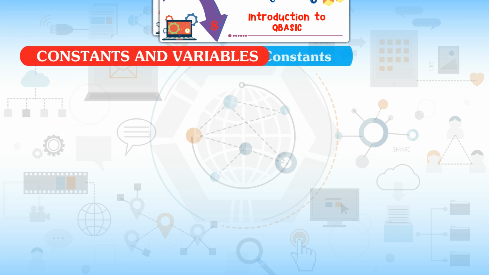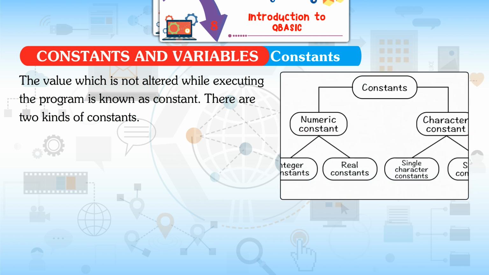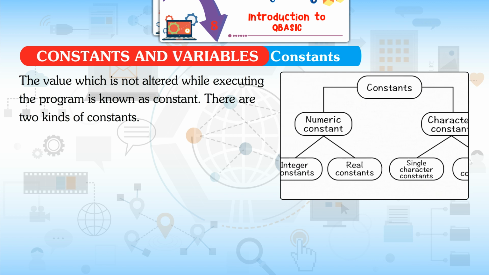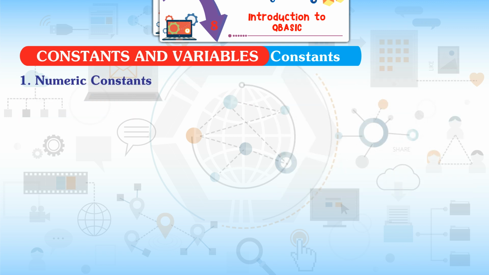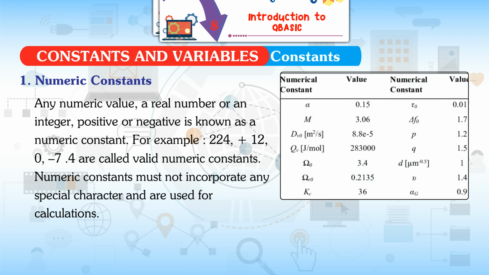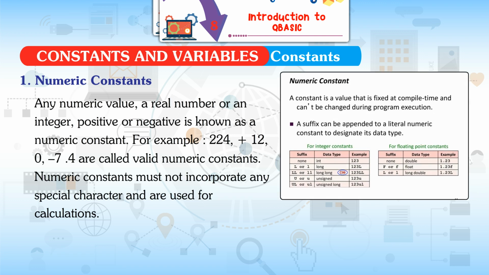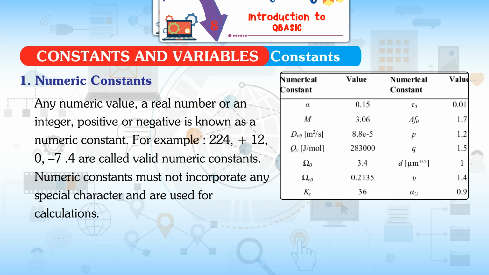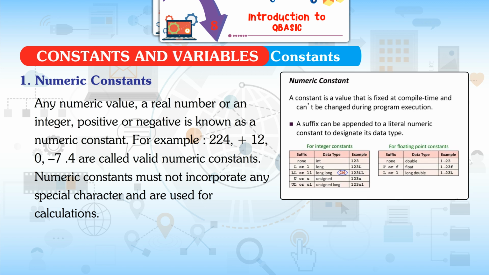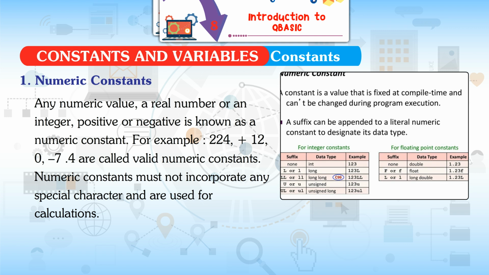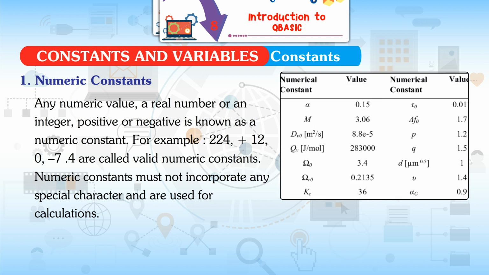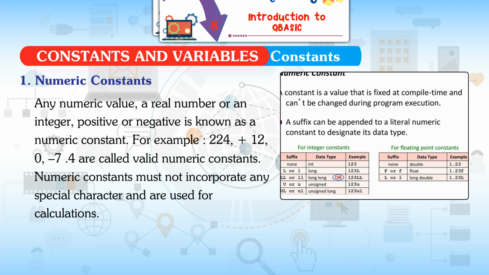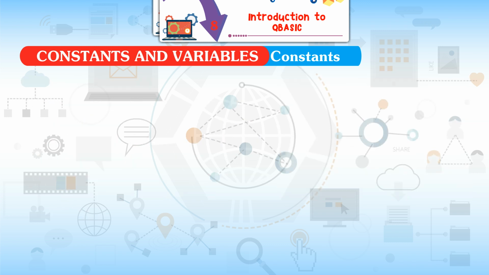Constants and variables. Constants: the value which is not altered while executing the program is known as a constant. There are two kinds of constants. 1. Numeric constants: any numeric value, a real number or an integer, positive or negative, is known as a numeric constant. For example, 224, +12, 0, and -7.4 are valid numeric constants. Numeric constants must not incorporate any special character and are used for calculations.